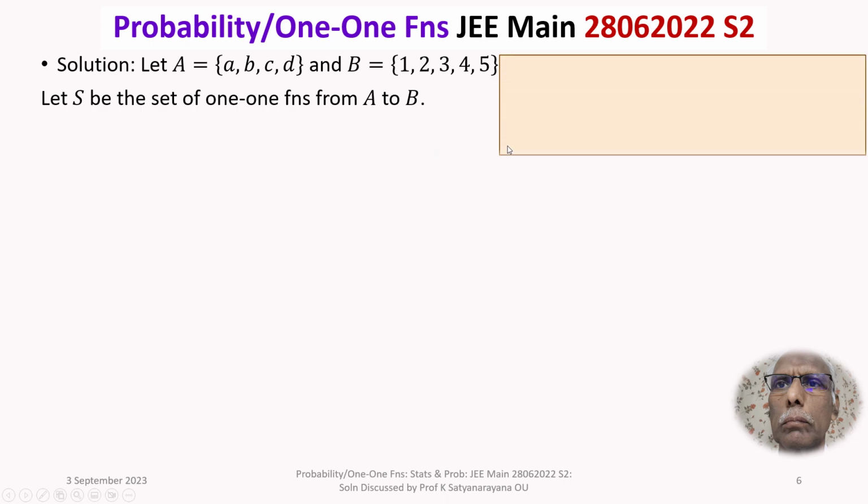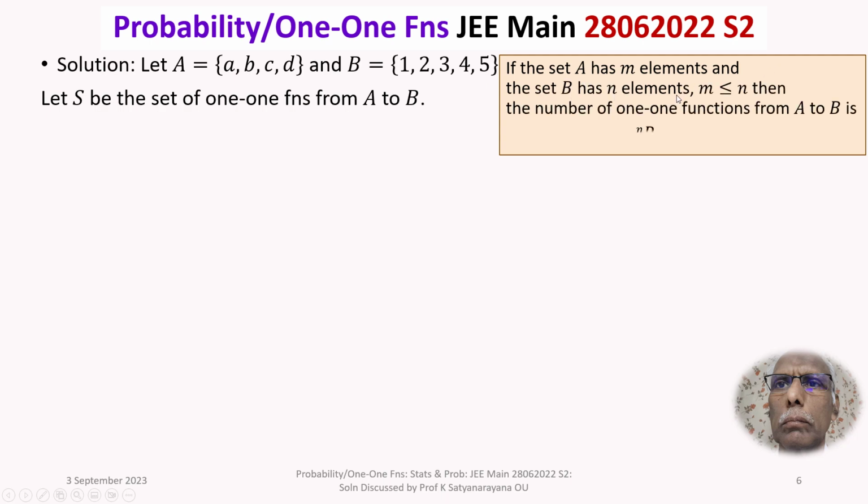For that, we recall this result. If the set A has m elements and the set B has n elements, and a necessary condition for the existence of one-to-one functions is m less than or equal to n, that means the number of elements in A is less than or equal to the number of elements in B, then the number of one-to-one functions from A to B is given by nPm, number of permutations, whose formula is n factorial by (n minus m) factorial.